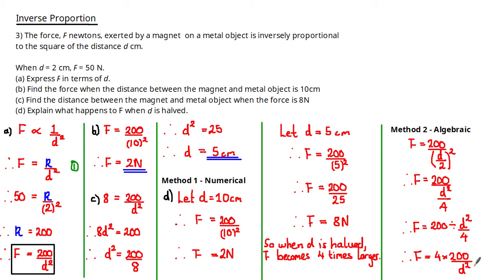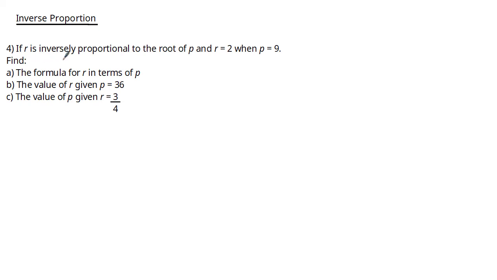Okay, let's have a look at the last couple of questions. If R is inversely proportional to the root of P and R is equal to 2 when P is equal to 9, the first part asks us to find the formula for R in terms of P. The next part asks us to find the value of R given that P is equal to 36. And the last part asks us to find the value of P given that R is equal to 3 over 4. So you have all the tools. Why don't you pause the video to have a go at this question? When you come back, I will show you the worked solutions.